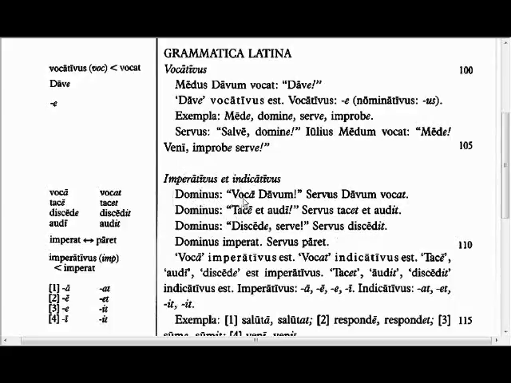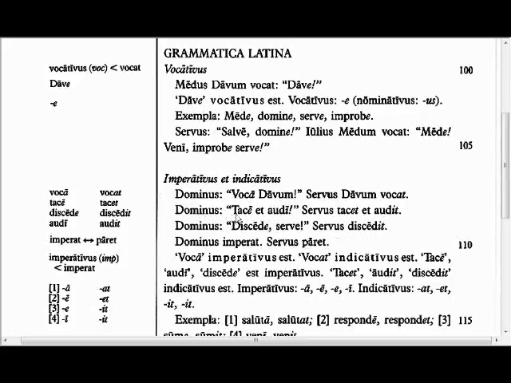Dominus says, voca davum, servus davum vocat. So this is call Davis. The slave calls Davis. The difference between voca davum and voca dawe is very significant here, because if you said voca davum, as it is here, it's call Davis, meaning tell him to come here. If it's voca dawe, you're commanding Davis to call someone. So you need to pay close attention, obviously, to those endings.